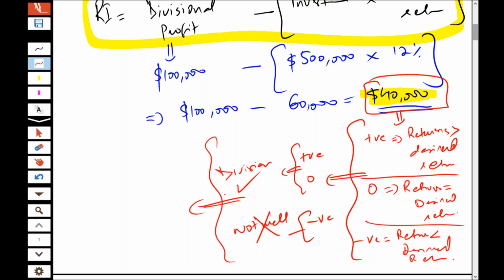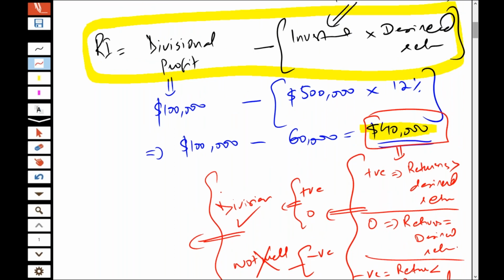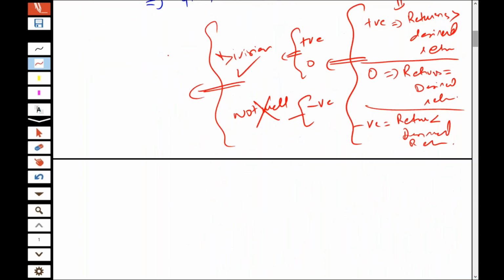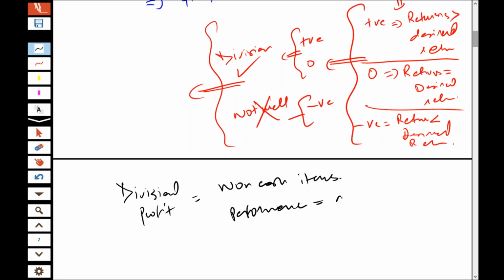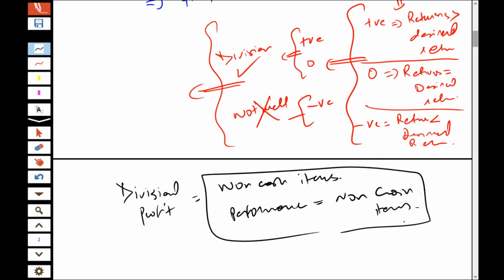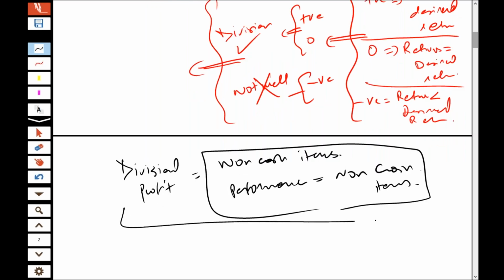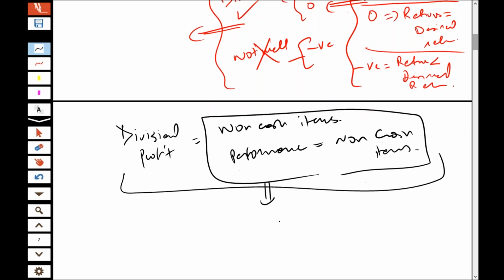The next aspect is that we should be able to understand what exactly were the components of the residual income. When you talk about the residual income's components, one of them is the divisional profit. Now, the problem that used to arise with respect to this divisional profit was that the divisional profit is made up of many non-cash items. And if you are evaluating the performance of the business using non-cash items, then what is actually going to happen is that it is going to give you an incorrect picture of how the business is performing.